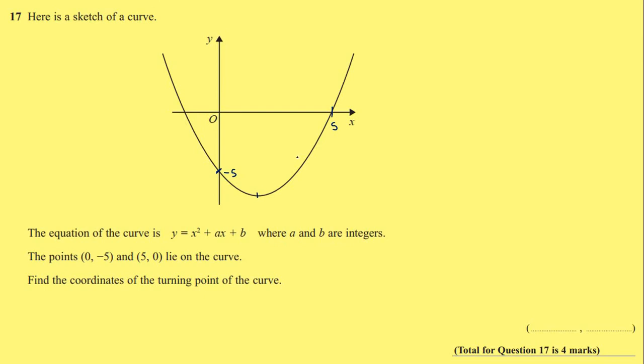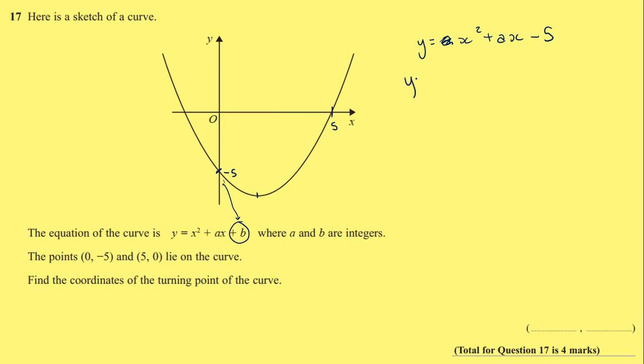Now, this curve here has to look like y equals x squared plus ax minus 5. Okay, this here will always be the crossing point on the y-axis. Whether there's a number in front of x squared or not, it'll always be this thing that does it. So it'll be take away 5.